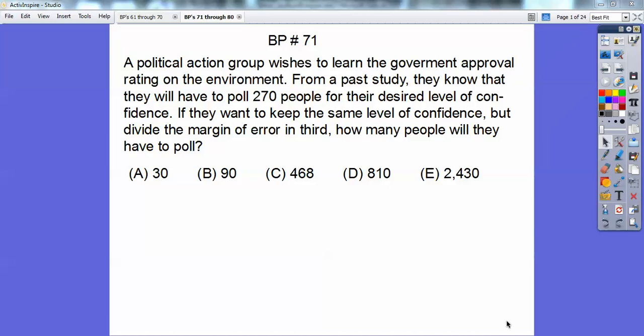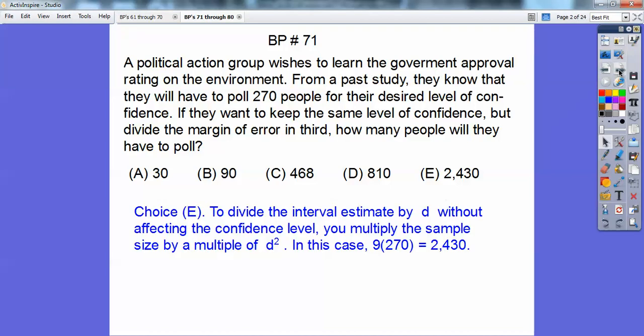Okay, do you remember that one, you guys? Remember the square root of all that? So how am I going to get 1/3 when it's the square root of that? What you're going to have to do is square that third part, and it's going to be 9. So I get E on this.